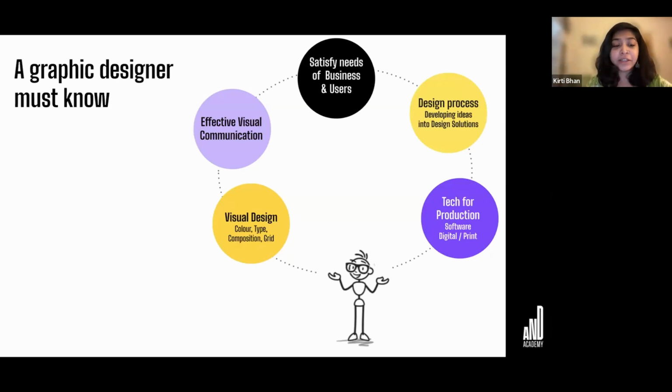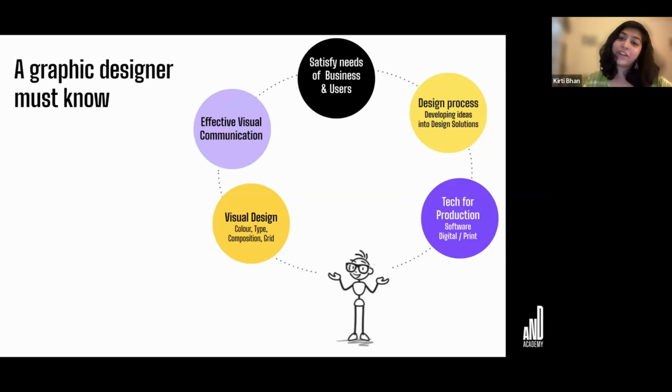We further move to satisfying needs of businesses and users. By that, I mean designers must strike a balance between meeting business objectives and addressing user needs. This means creating designs that not only look good, but also serve a purpose, whether that's driving engagement, informing, or prompting some action. Everything comes down to creating a nice balance between the business and understanding of users.